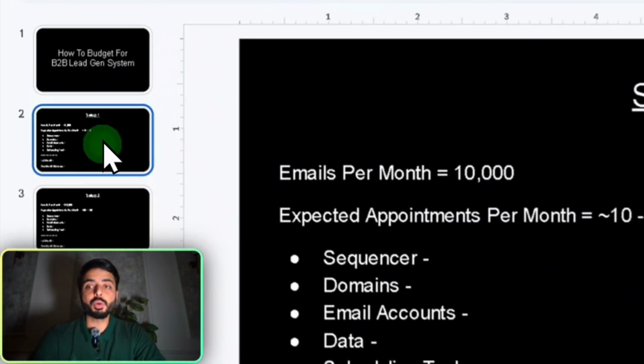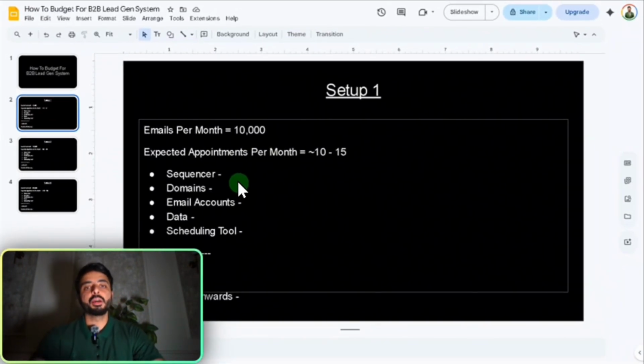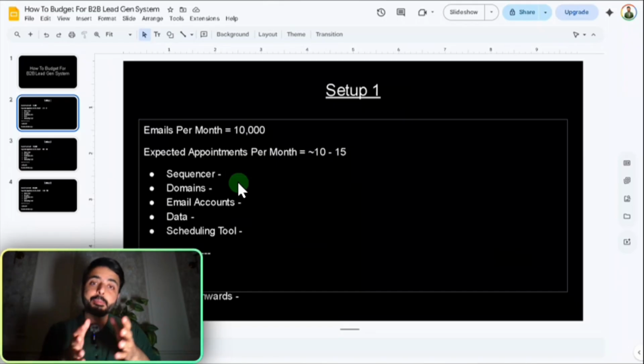So let's work together to understand what will be the budget requirement for setup number one, and then we'll build setup number two, and then we'll build setup number three. And by the end of it, you will be able to understand what type of setup is within your budget and according to your requirements.